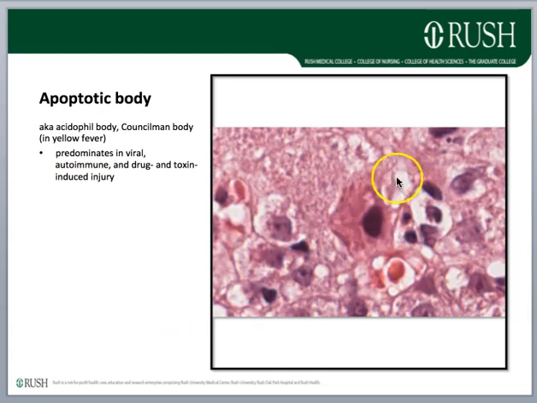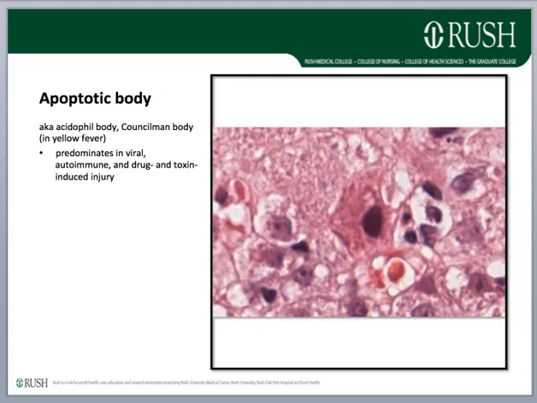shrunken eosinophilic cell, which you can see by its stellate shape is kind of retracting from its neighbors, and the nucleus is very condensed and dark, which is called pycnotic. This form of necrosis predominates in viral and autoimmune hepatitis as well as in drug and toxin-induced injury.